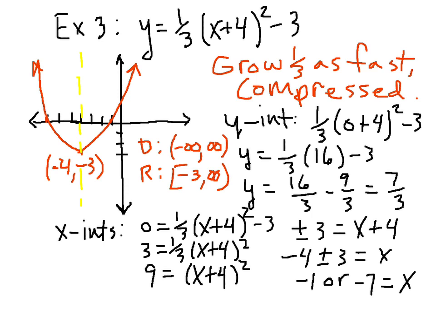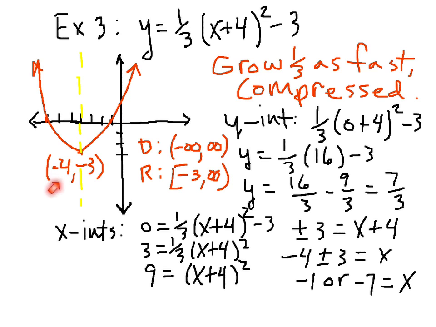Our final example has a compression. The a value is between 1 and 0, and in this case we're growing 1/3 as fast, or it's a compressed or squished graph. So instead of going over 1 up 1, we go over 1 up 1/3, and instead of going over 1 up 3 from the next point, we're going over 1 up 1, because 3 times 1/3 is 1, and so on. So that's why it's only growing a third as fast.